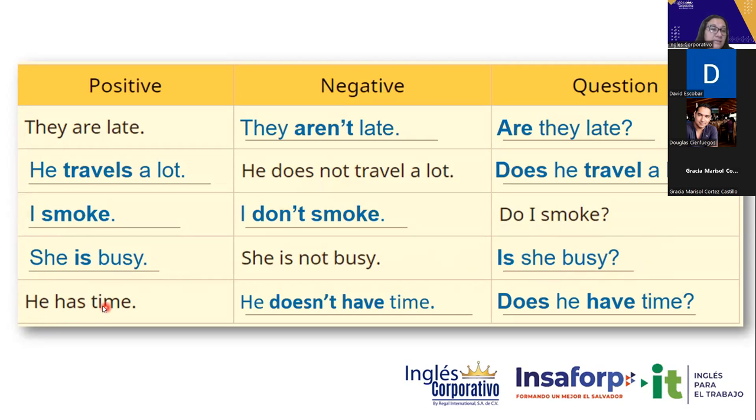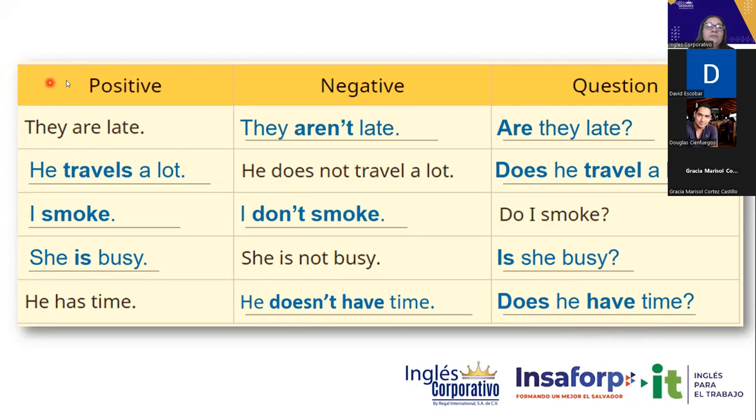He has time. Aquí sí, estoy hablando de has because it's he. Entonces es un verbo que denota posesión. He has possessive, right? He has time. Auxiliary, he doesn't have time. Aquí tenemos el contraction. That does not. He doesn't have time. Does he have time? Yes.